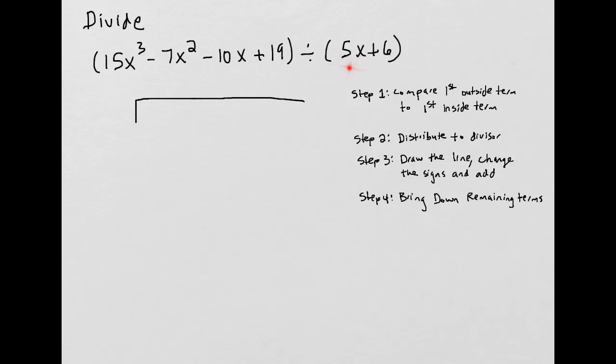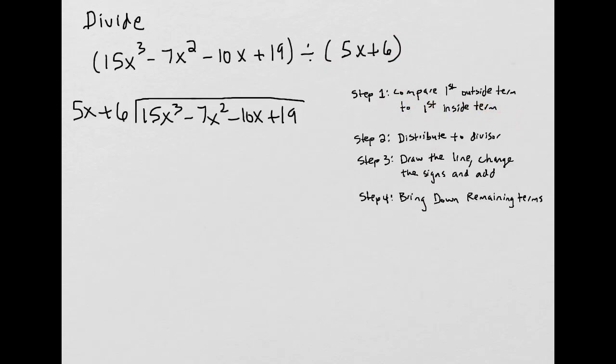So the guy that I'm dividing by, this 5x plus 6, is going to go outside. He's called my divisor. And then the other guy, the 15x to the third minus 7x squared minus 10x plus 19, is going to go underneath. He's called my dividend. So now I'm going to start following the steps that we have over here to the right.